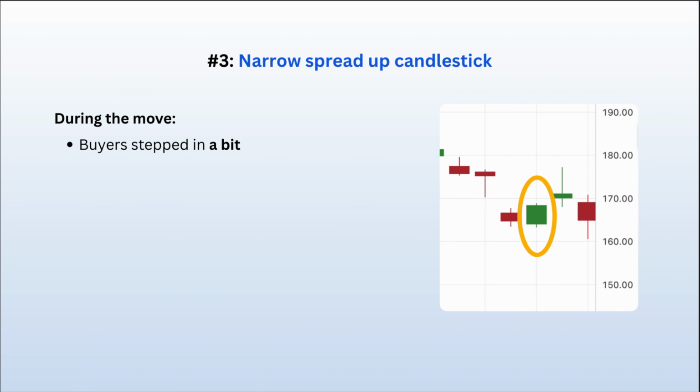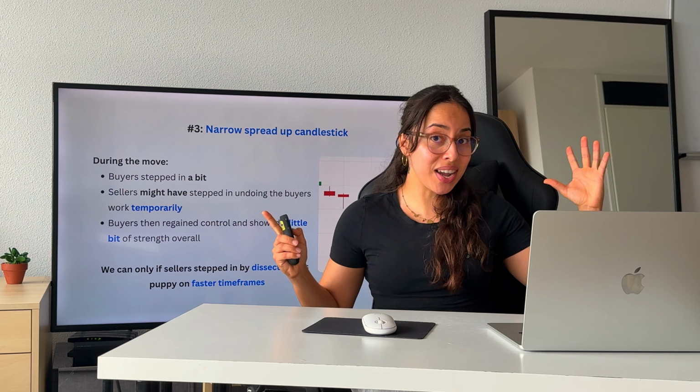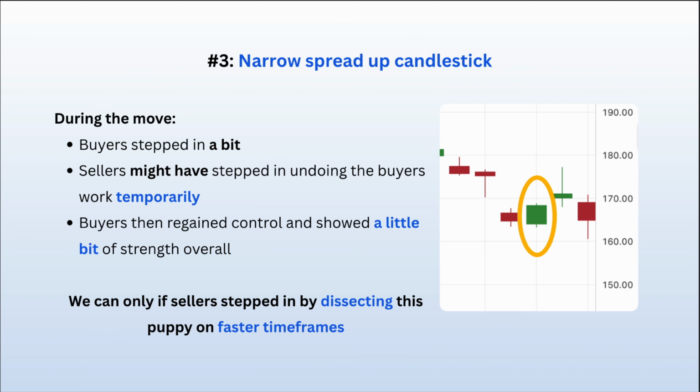And yes, sellers might have stepped in during the printing of this candlestick, undoing the work of the buyers temporarily. This would have created a temporary lower wick. But even if this happened, the buyers stepped in again, they regained control and showed strength overall. Not a lot, but a little bit. And again, you guessed it, we can only see if the sellers stepped in during the printing of this candle by dissecting this puppy on faster time frames.